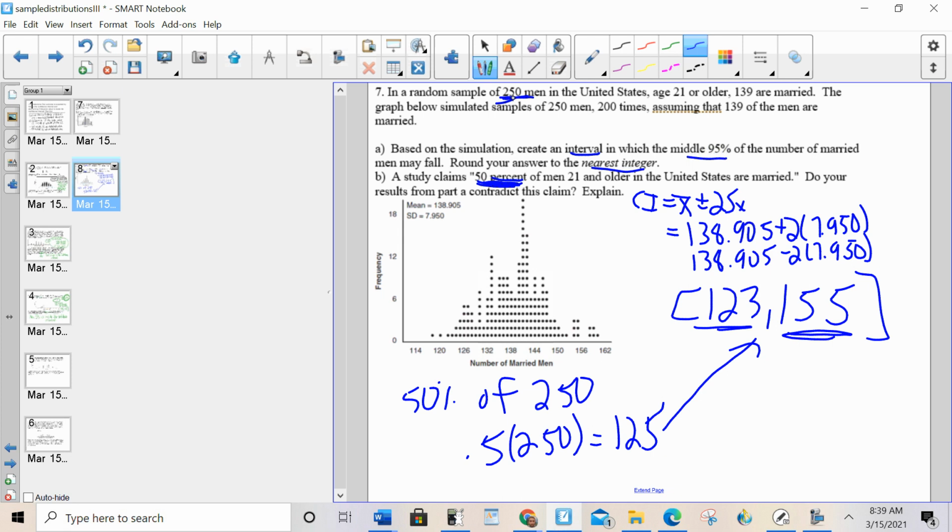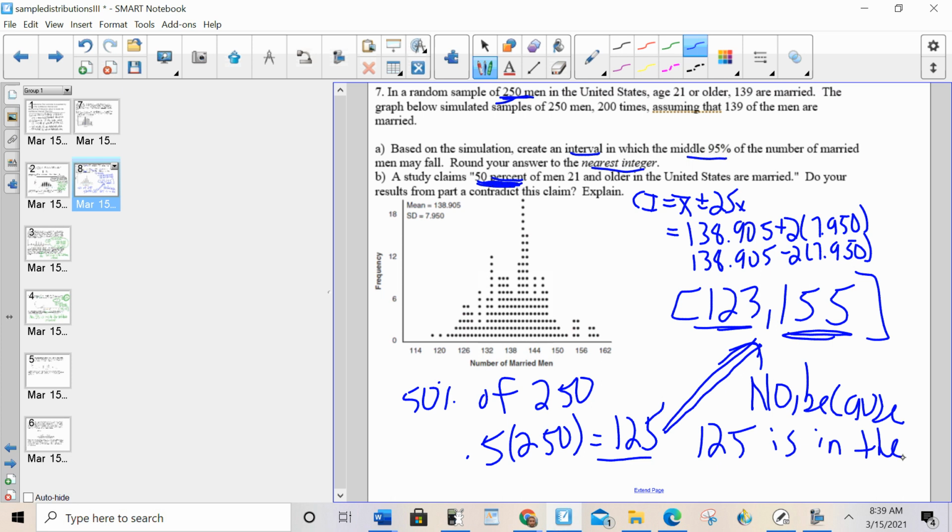So, do you agree? Do your results from Part A contradict this claim? It says that 50% of men. Well, 50% of 250 is 125. 125 is inside the confidence interval. So no, it does not contradict it. Because, again, don't say it, but say 125 is in the confidence interval. So, a very commonly asked 4-point Regents question, very straightforward.